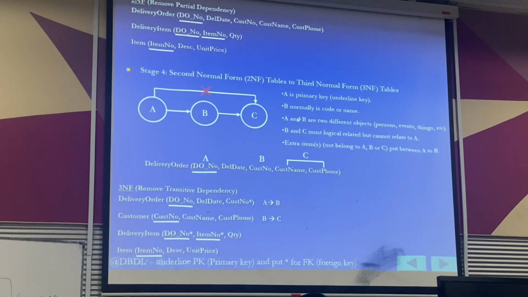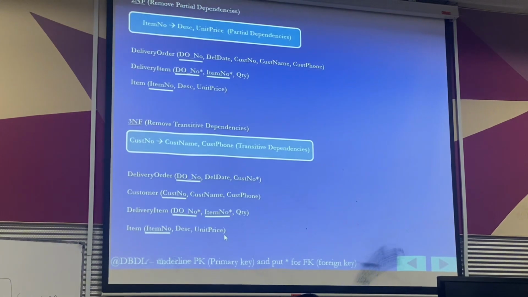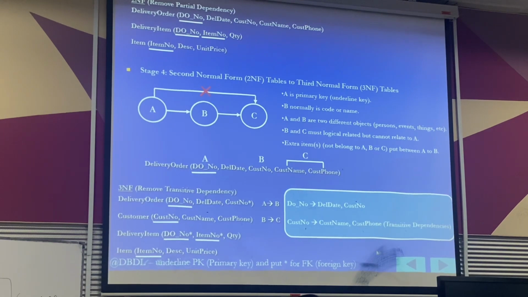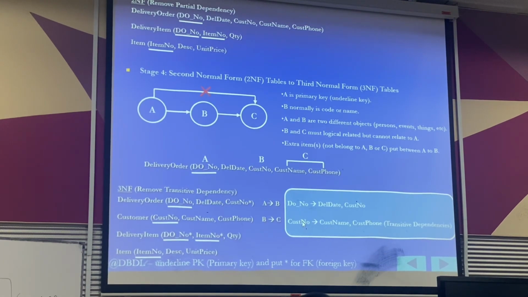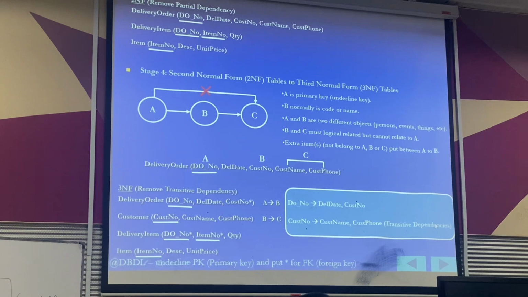So you write the answer like this. Then in the end, you see here below, you must mention this line: customer number, name, and phone, transitive dependency. You need to write it in the answer. This one is also different from the last semester. I want you to write this: customer number, customer name, customer phone, transitive dependency.